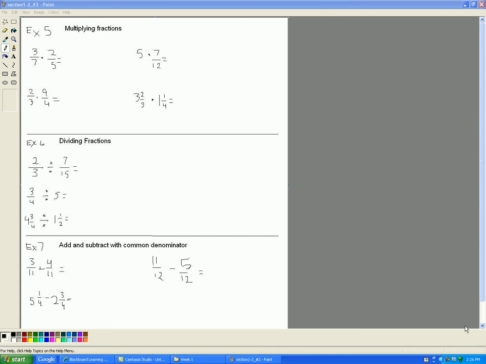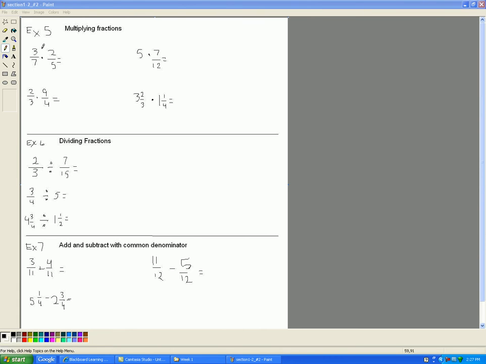Okay, so now we're going to work on a few more fraction computations. In particular, we're going to be working on multiplication, division, and subtraction with a common denominator. So you're going to find that multiplication and division are very, very similar. There's just one difference between them. But let's go ahead and start with multiplication. It's a little bit easier.